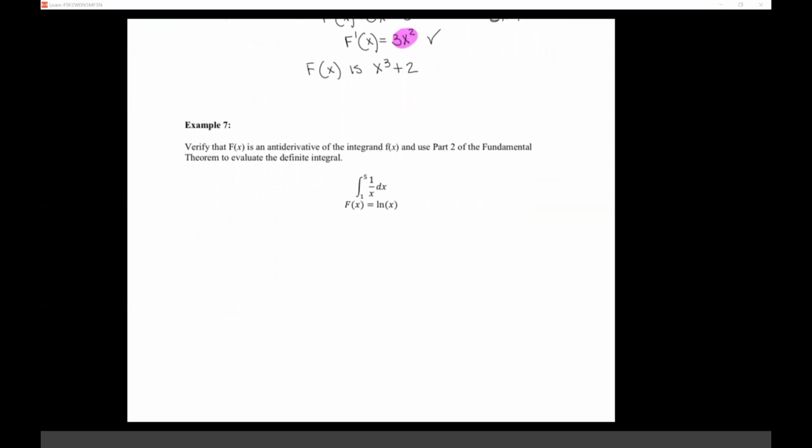Why don't you try this one? You try example 7 and type done when you finish. You try example 7. So just verify.